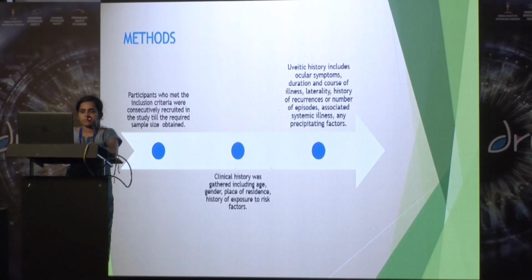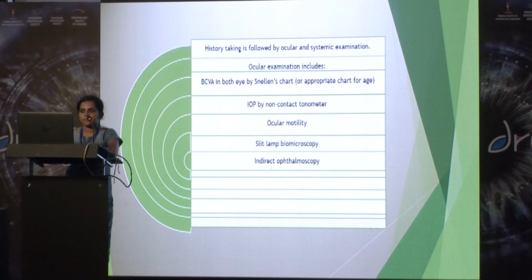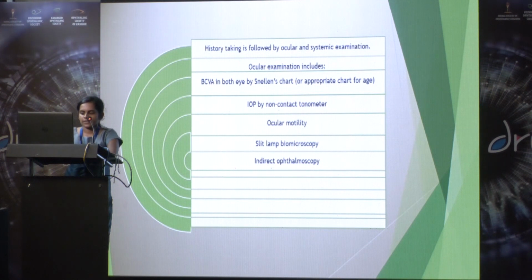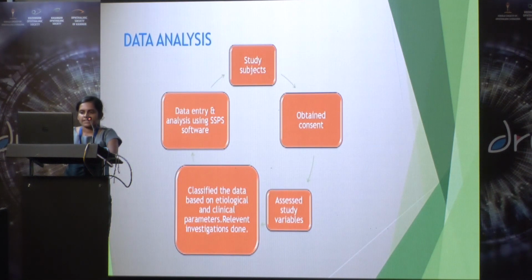As for the methodology, participants who met the inclusion criteria were consecutively recruited in the study till the required sample size was obtained, which was followed by a clinical history, including age, gender, place of residence, history of exposure to risk factors, followed by a uveitic ocular examination. The history was followed by ocular examination, including the best corrected visual acuity, intraocular pressure by non-contact tonometry, ocular motility, slit lamp biomicroscopy, and indirect ophthalmoscopy. And the data analysis was done using SPSS software.